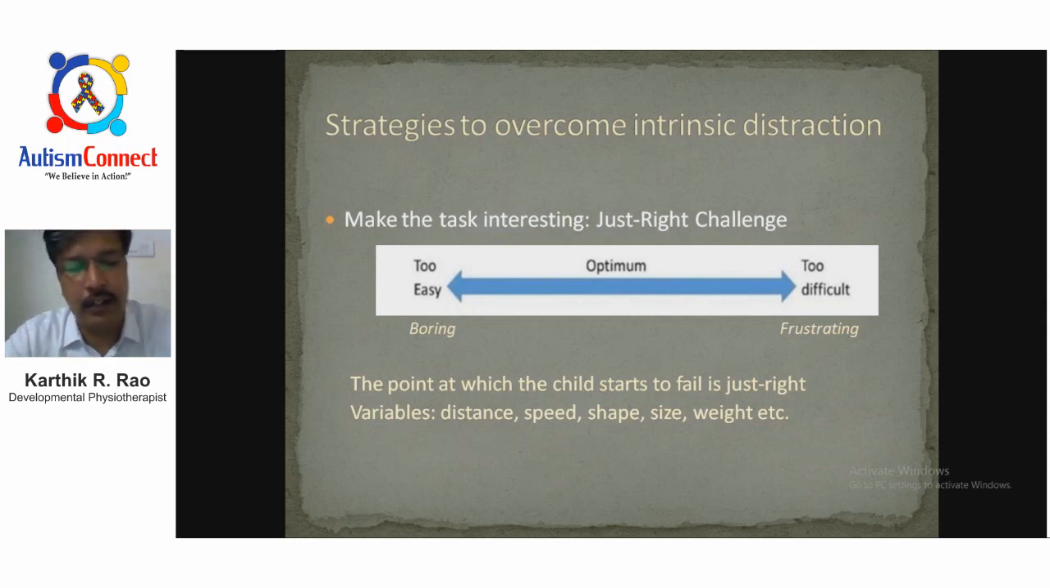Okay, so at a distance of 2 feet, the child is able to do it 10 out of 10. And then what you do is you increase the distance by 1 more foot. So the child now has to throw at a distance of 3 feet. He's doing it well again, 10 out of 10, right? And then you increase the distance by 1 more foot, and it becomes 4 feet. Now the child encounters failure.